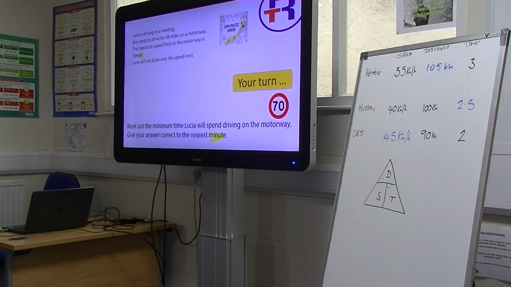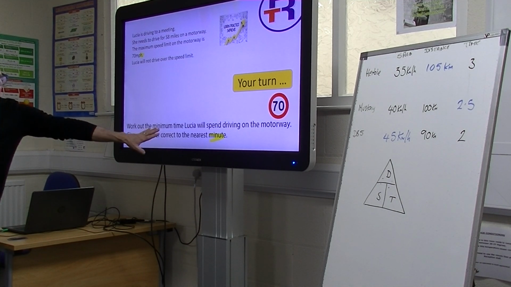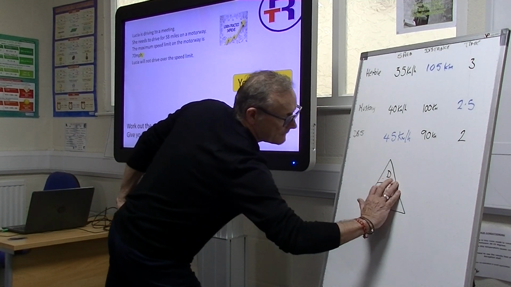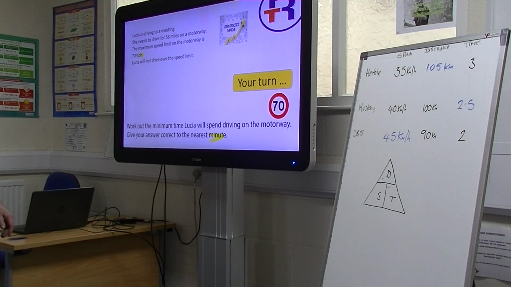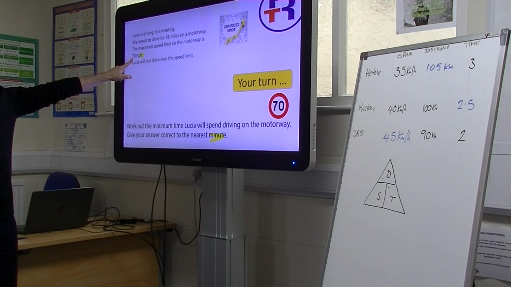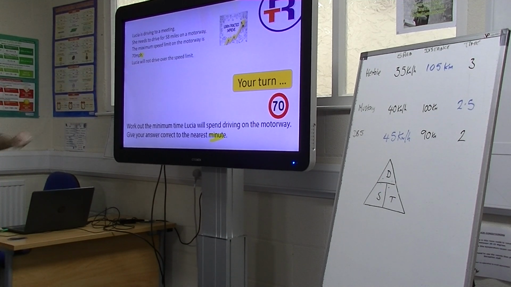Shall we look at the answer? We're looking for time. So we cover the time up. We've got distance divided by speed. That's 58 divided by 70. That gives us 0.8 something.